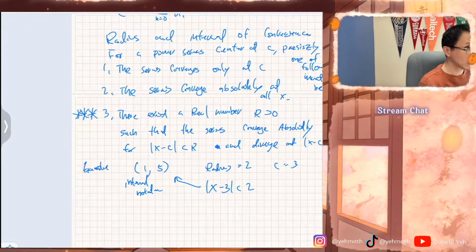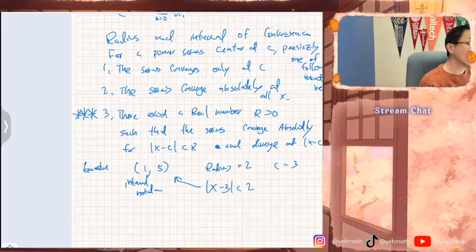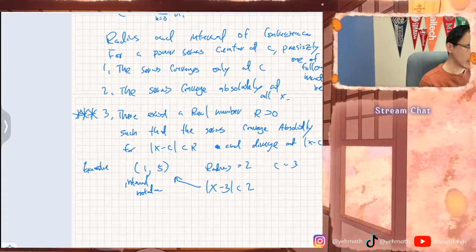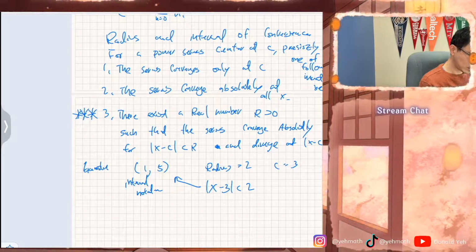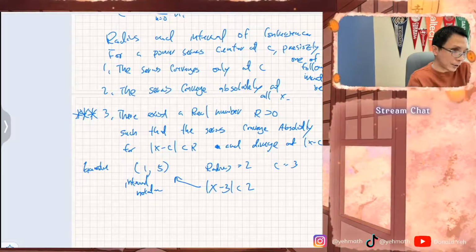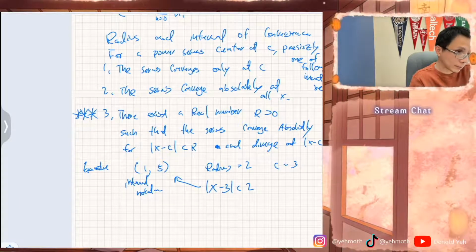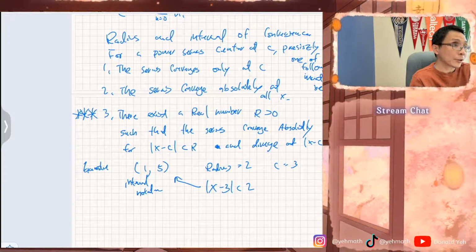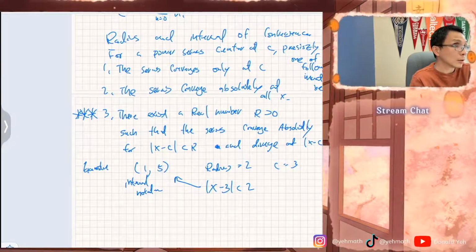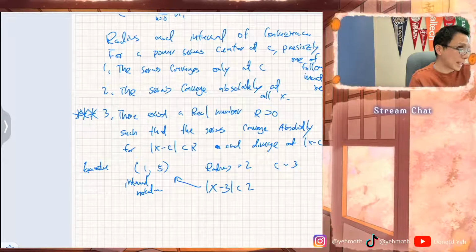Why is the radius 2? How do we figure out that the radius is 2? Because if you start at 3, let's say between 1 to 5, what is the center? 3. So 3 going to 5 is 2, and 3 minus 2 is 1. So that's how you get there.